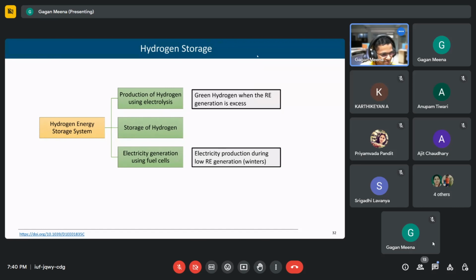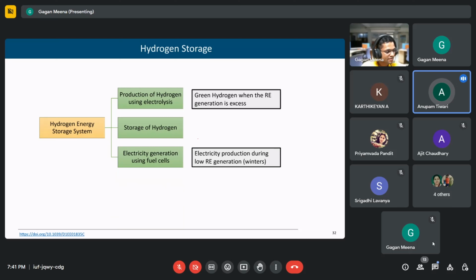So these hydrogen energy storage systems will also have an adjacent solar or wind farm, or even a hybrid solar wind farm. When excess renewable generation is there, they will produce hydrogen. Then storage of hydrogen, because it may not be immediately required, so it will be stored, and whenever it is required, it will generate electricity using fuel cells. So during winters, if generation is low, they can produce.